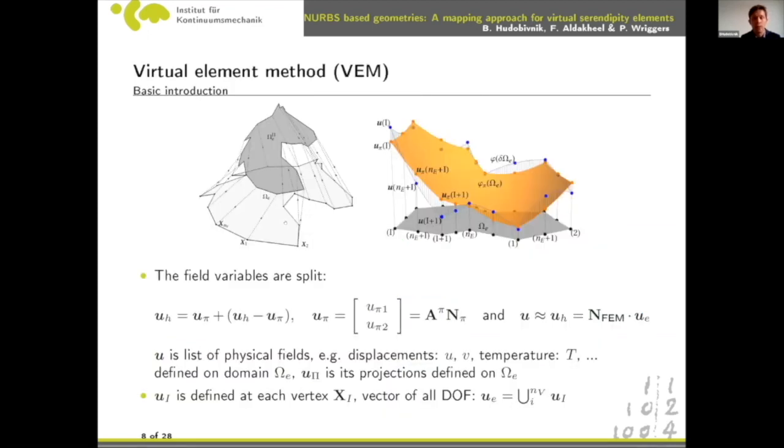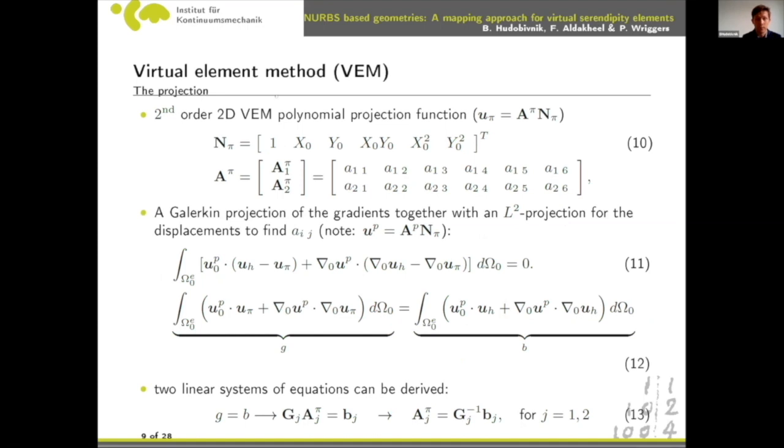Now I will go quickly through the virtual element method, since everybody already should know these basics. So we have a field variable of displacement called U_h. They are defined, they are not known inside the element. So here we can see the blue lines, these, for example, are only known at the edges. And then we need to split these field variables to the projected part and the error part. The projected part will be labeled as U pi, and these are represented by this orange function here. This is a polynomial function of second order.